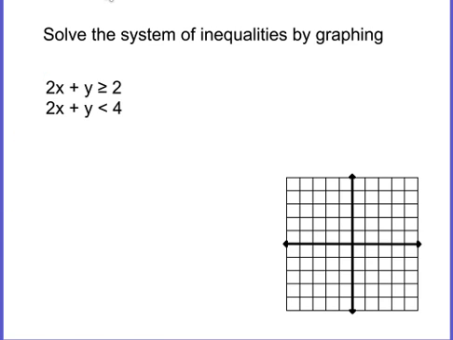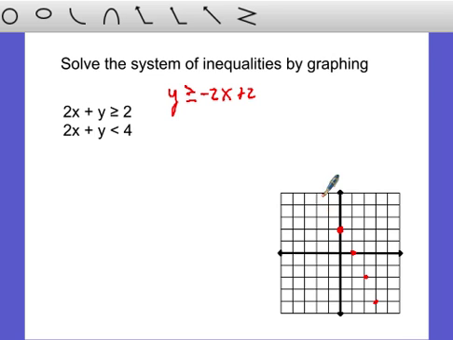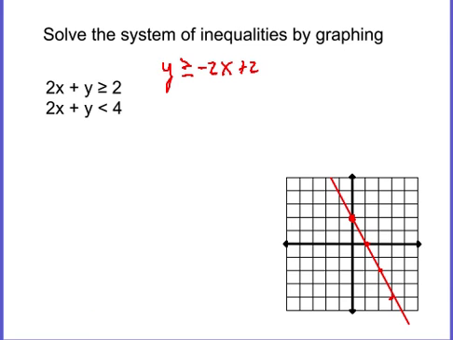All right, 2x plus y is greater than or equal to 2. So subtract 2x, we're going to do that on both equations. So y is greater than or equal to negative 2x plus 2. And then the other, well, let's just graph that one. So plus 2, and the slope is down 2, right 1. And it's a solid line. Which way does it go? Above the line. So this way right here.